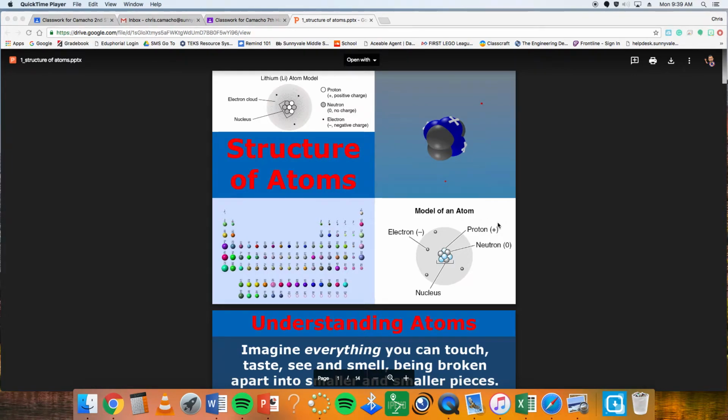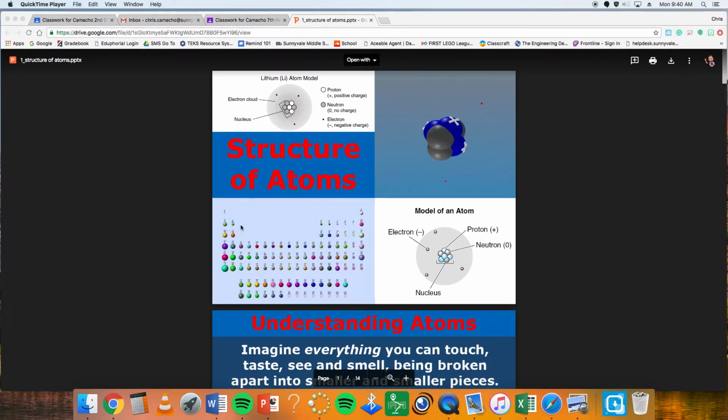It's 8.5A. It's our first TEK we're going to be working on, and it is atomic structure. Describe the structure of atoms, including masses, charges, and locations of protons and neutrons in the nucleus and electrons in the electron cloud. So you can kind of see that up here if you're looking at a lithium model. If you want to look at your periodic table, follow along with my mouse here, you can see lithium would be right here.